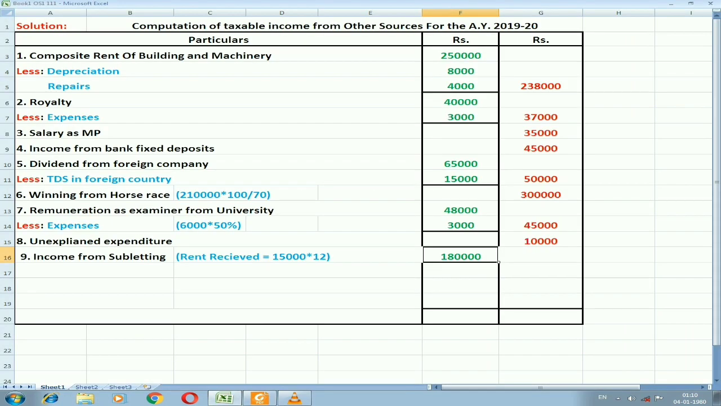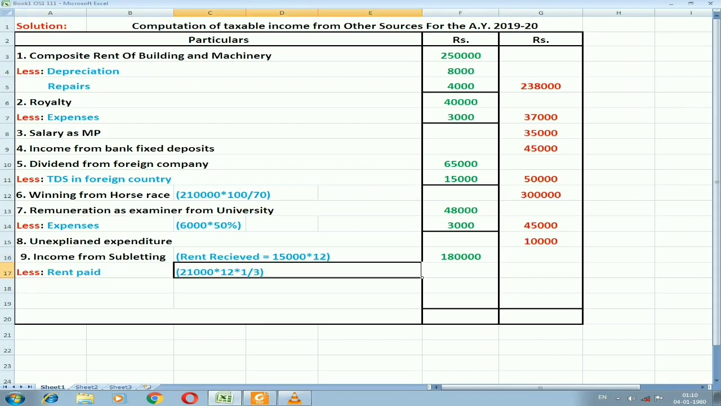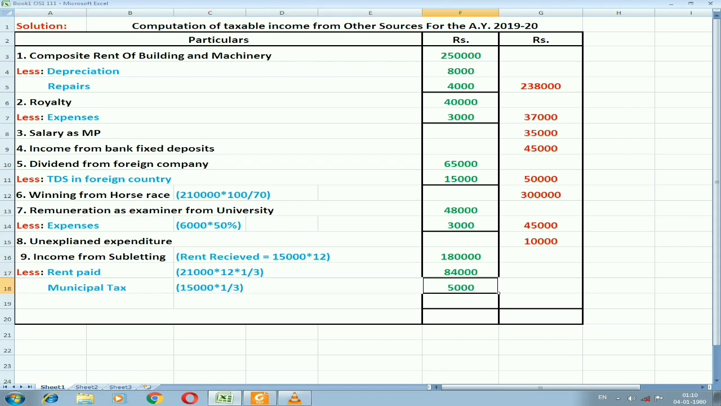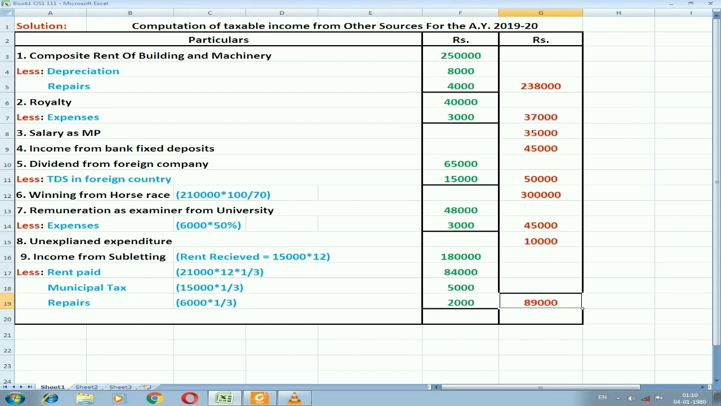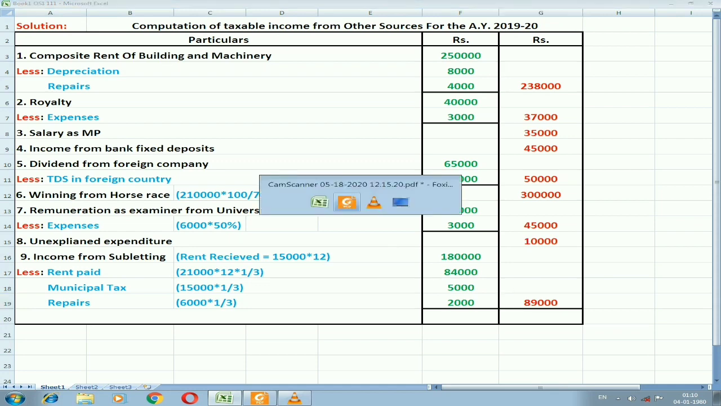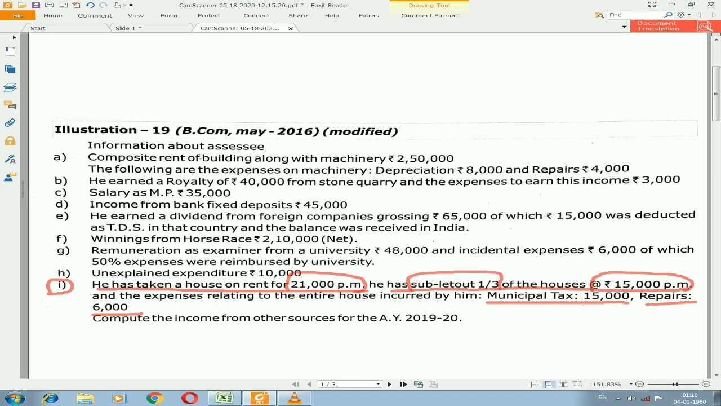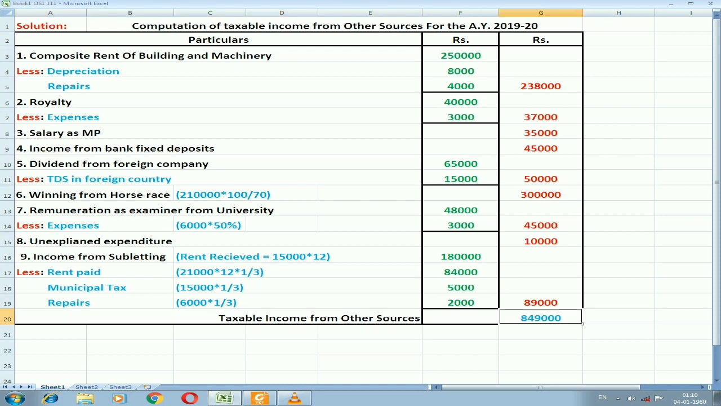So he is getting the income from that portion as 1,80,000, rent paid 21,000 into 12 into 1/3 portion only, and the amount will be rupees 84,000. And then the next expenditure we have is municipal tax 15,000 per annum, so into 1/3 portion only 5,000, and repairs is also 1/3 portion 2,000, totally 89,000. Apart from that we don't have any other income in this illustration. So let us do the total. By adding all, we'll get total taxable income from other sources of 8,49,000.